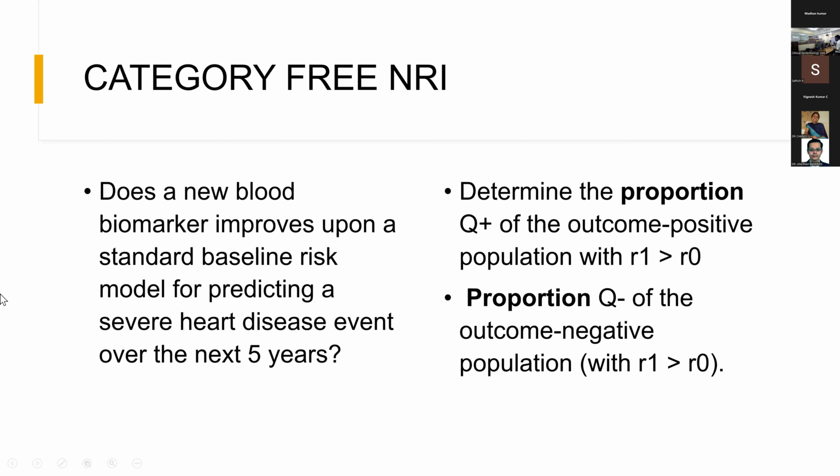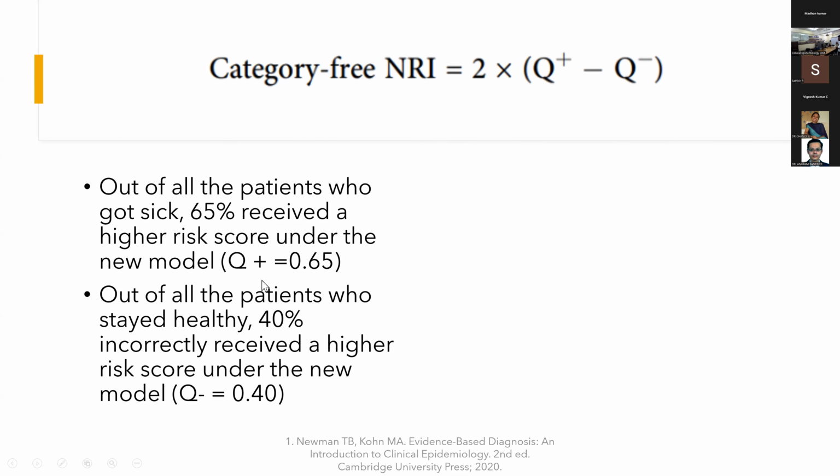So say for example, our risk score for predicting severe heart disease in the next 5 years classified 65% of the participants under a higher risk score in the new model. So the Q plus value will be 0.65. And in this new model, 40% of the participants had incorrectly received a higher risk score under the new model, which gives a Q minus value of 0.4. So what would be the category free NRI for this test? Is it a good test? Is it a bad test? How do we calculate? So for this, we'll be using the formula of twice the difference between the Q plus and the Q minus value, which is nothing but 0.65 minus 0.4.